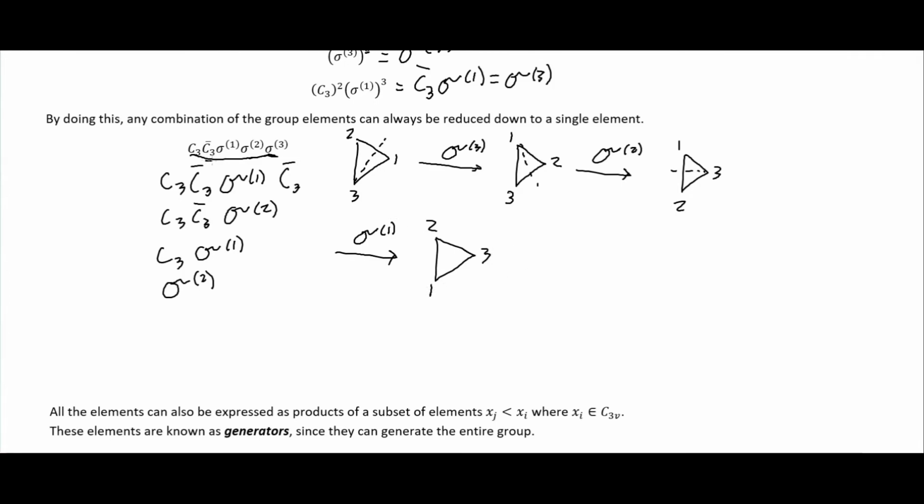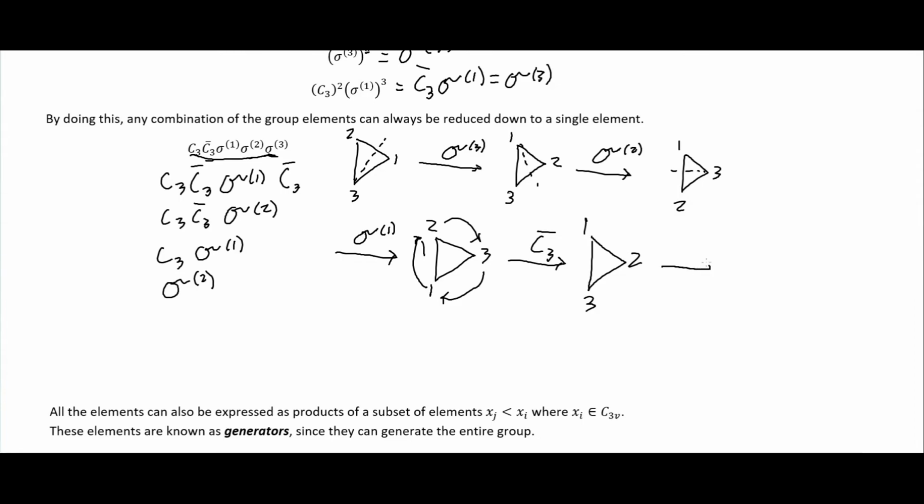Now we do the C3 bar. And so that is a rotation in the clockwise direction. And so the exchange that to there, and that to there. And so we end up with 1, 2, 3 like that.